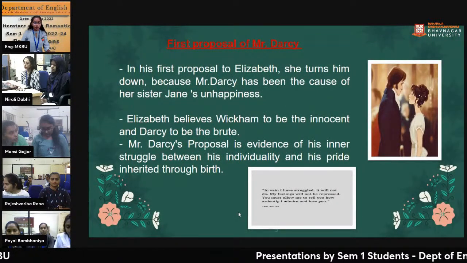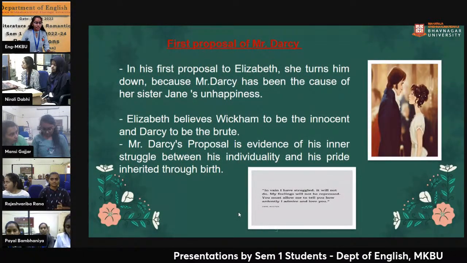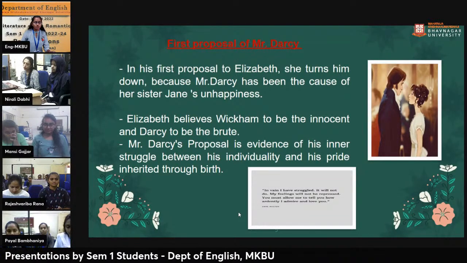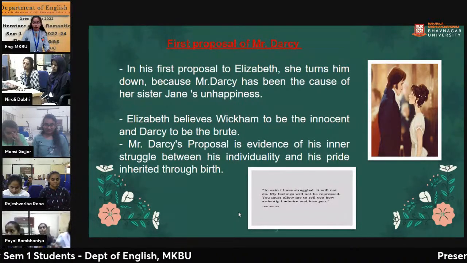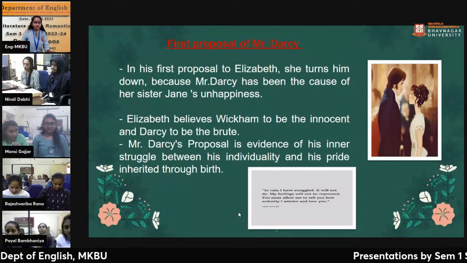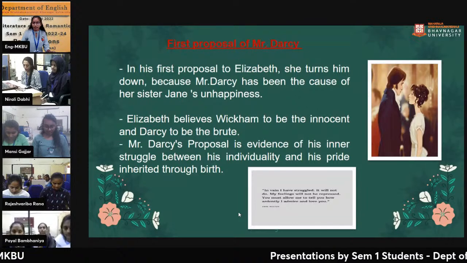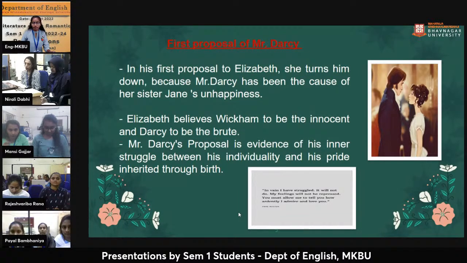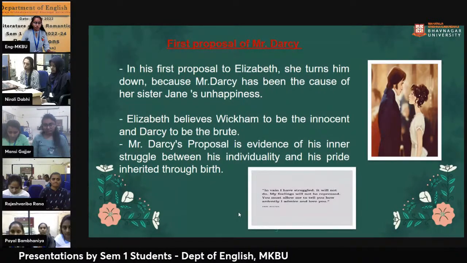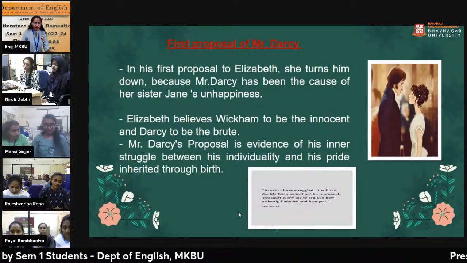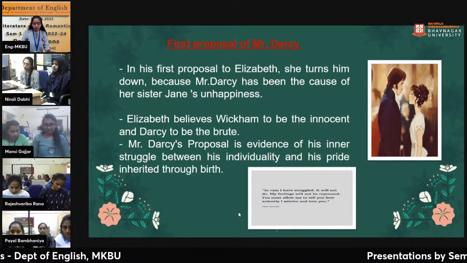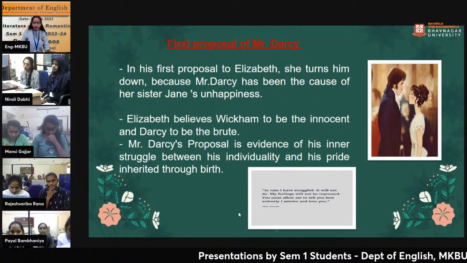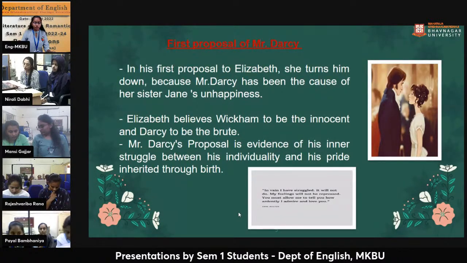The first proposal of Mr. Darcy. In his first proposal to Elizabeth, she turns him down because Mr. Darcy has been the cause of her sister Jane's unhappiness. Elizabeth believes Wickham to be the innocent and Darcy to be the brute. Mr. Darcy's proposal is evidence of his inner struggle between his individuality and his pride inherited through birth.